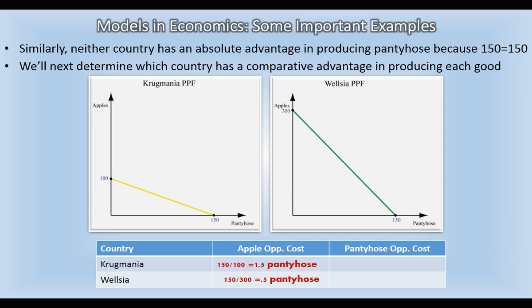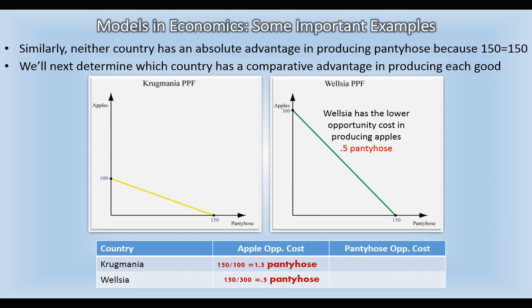Anyway, I'm going to continue comparing the opportunity cost of apples, but I'm jumping to Wellsia now, and I'm going to do exactly what I did with Krugmania. In order to figure out the opportunity cost for Wellsia, we need to figure out, if it produces 300 apples, how much is it giving up in pantyhose? We know it's 150. So 150 will be on the numerator, and 300 will be on the denominator, and we can simplify that to 1/2. So Wellsia's apple opportunity cost is 1/2 a pantyhose, which is kind of strange if you think about it, but that is the opportunity cost for Wellsia of creating apples.